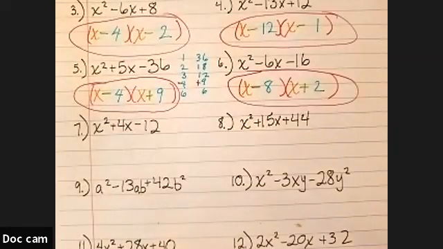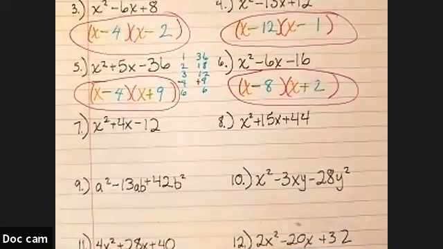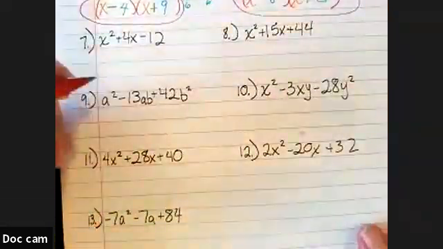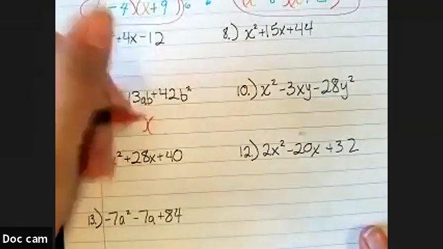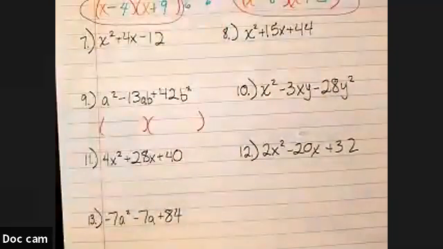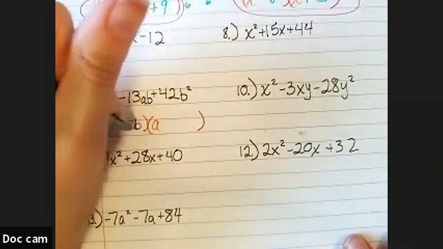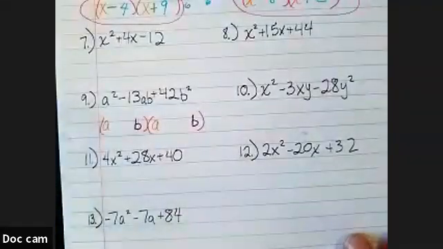Okay. All right. Let's go ahead and do number 9. Still going to do 2 sets of parentheses, and this time instead of x squared, we have a squared, so that's going to be an a there. And in this case, we also have that b squared at the end, so that means I'm going to put a b right here and right here.